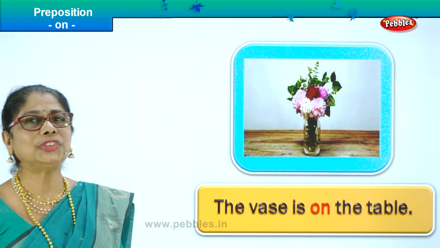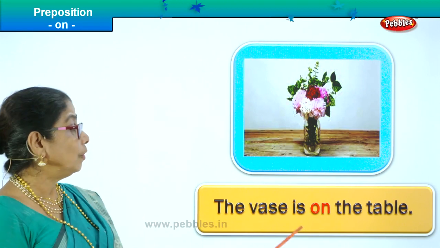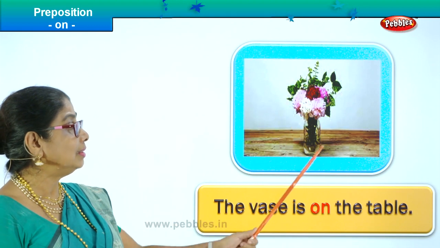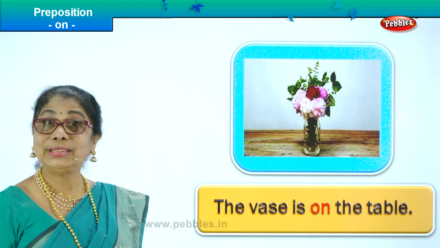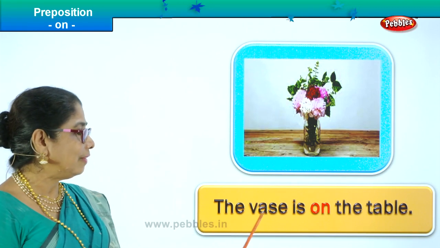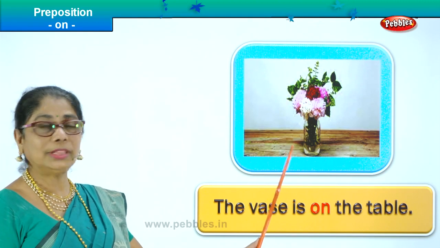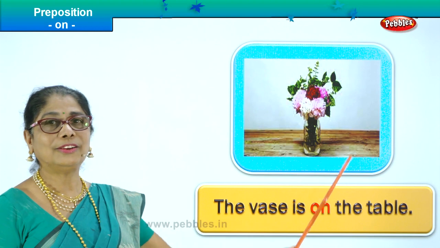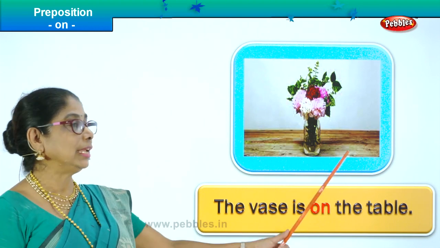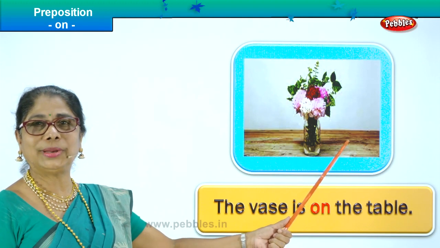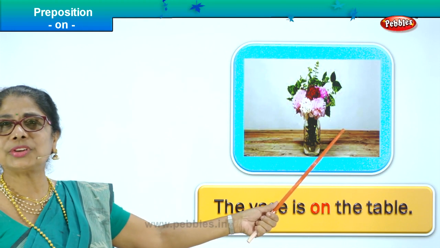Let's take another picture. Are you learning the preposition on now? Yes. You are able to read the sentence? Good. Where is the vase? The vase is on the table. Where do you keep the flowers? On the table. Read the sentence. The vase is on the table. And what do you put in the vase? Flowers. And we keep the vase on the table to make the room look pretty. Good.